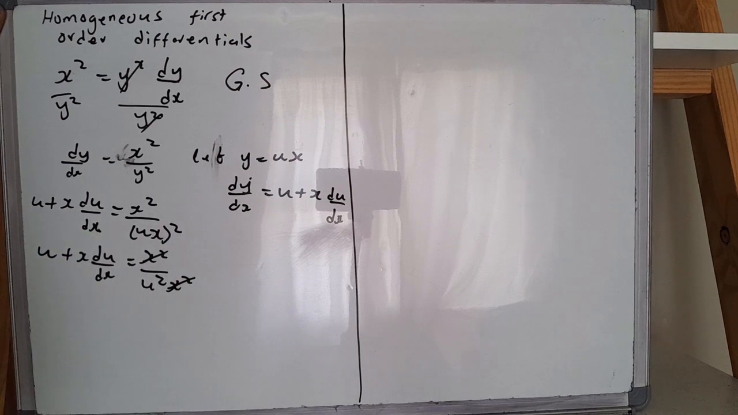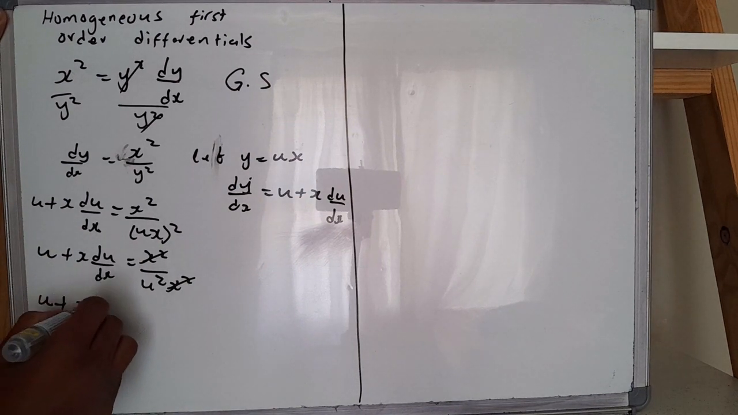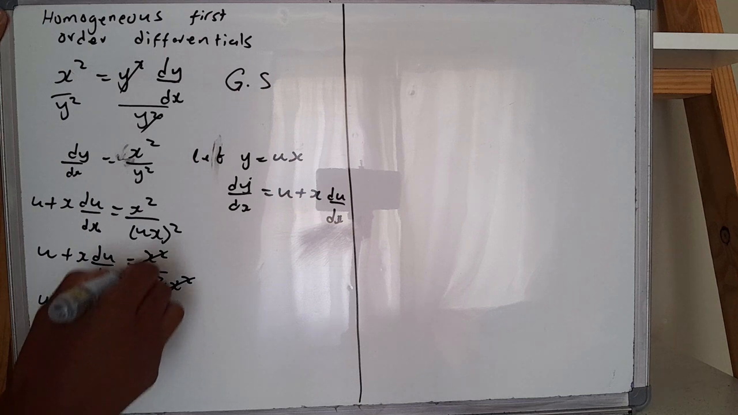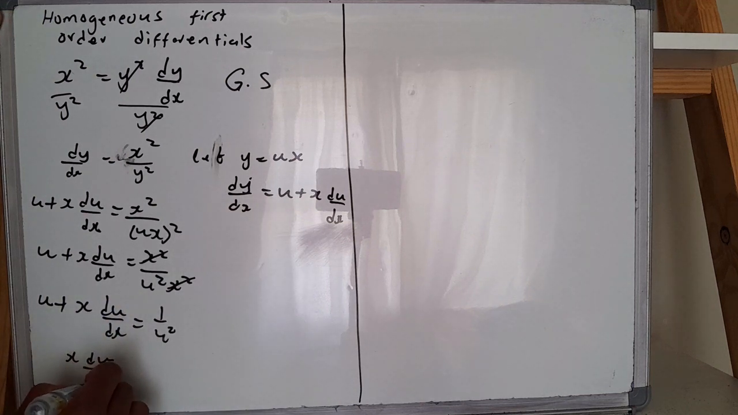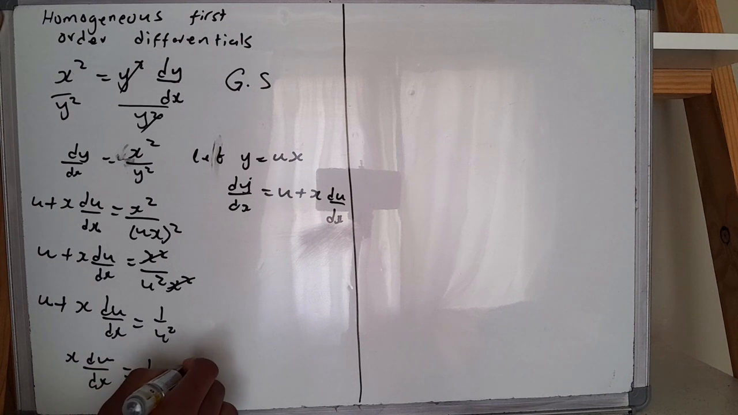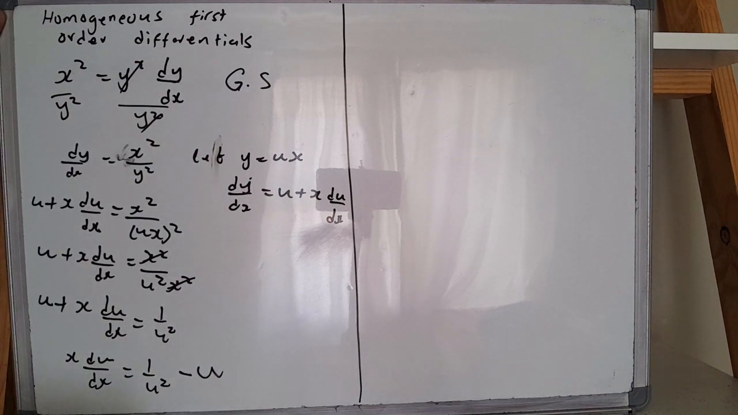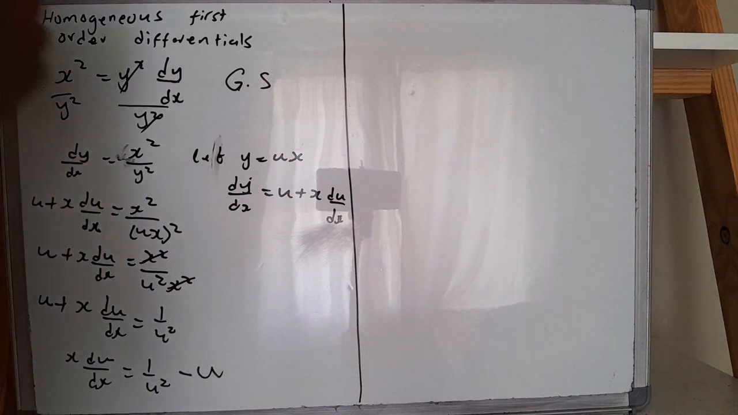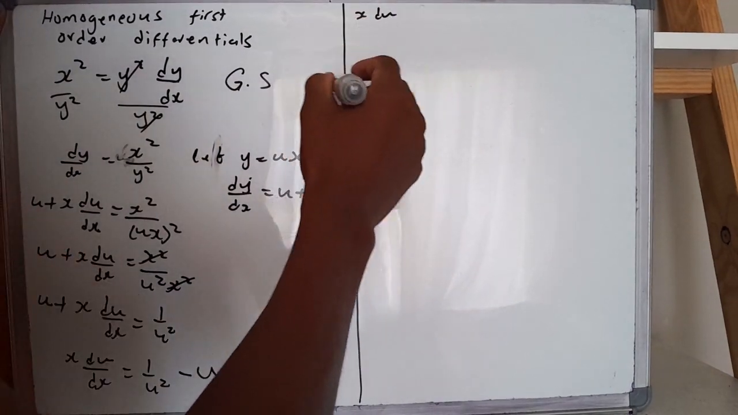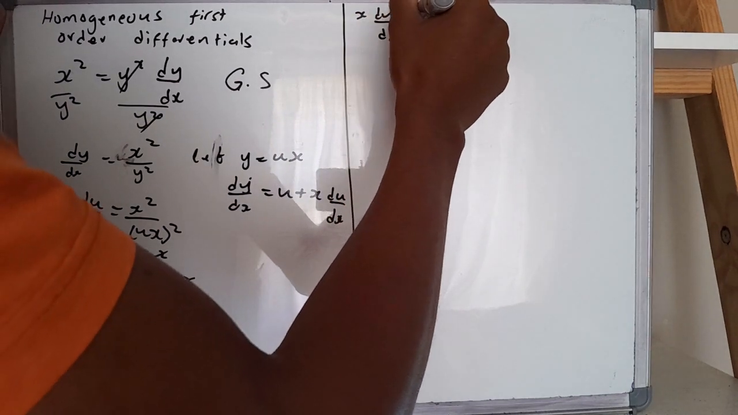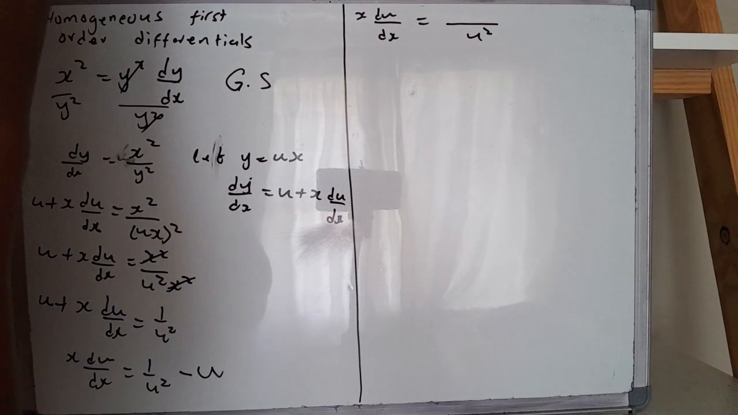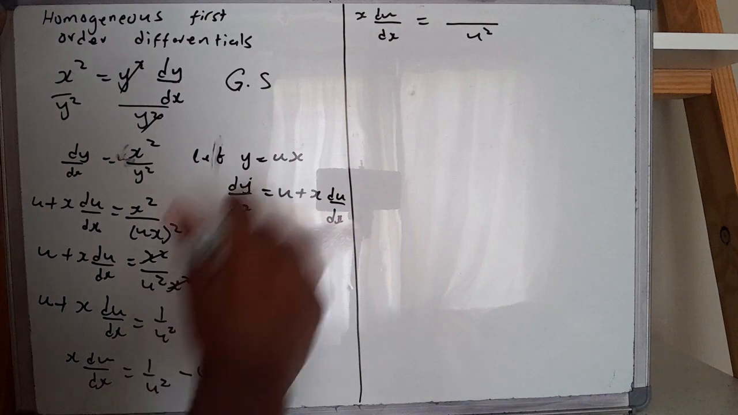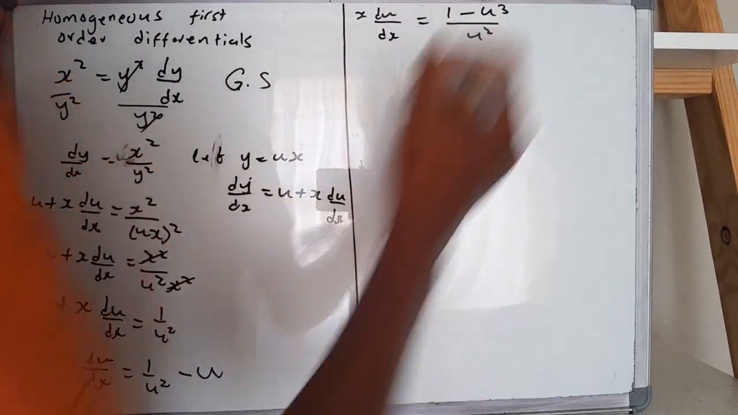x squared and x squared will cancel. I'll have u plus x du over dx is equal to 1 over u squared. Take this u to the other side. I'll have x du over dx is equal to 1 over u squared minus u. Then try to simplify this. I'll have x du over dx is equal to, with u squared as my lowest common multiple, 1 minus u cubed over u squared.